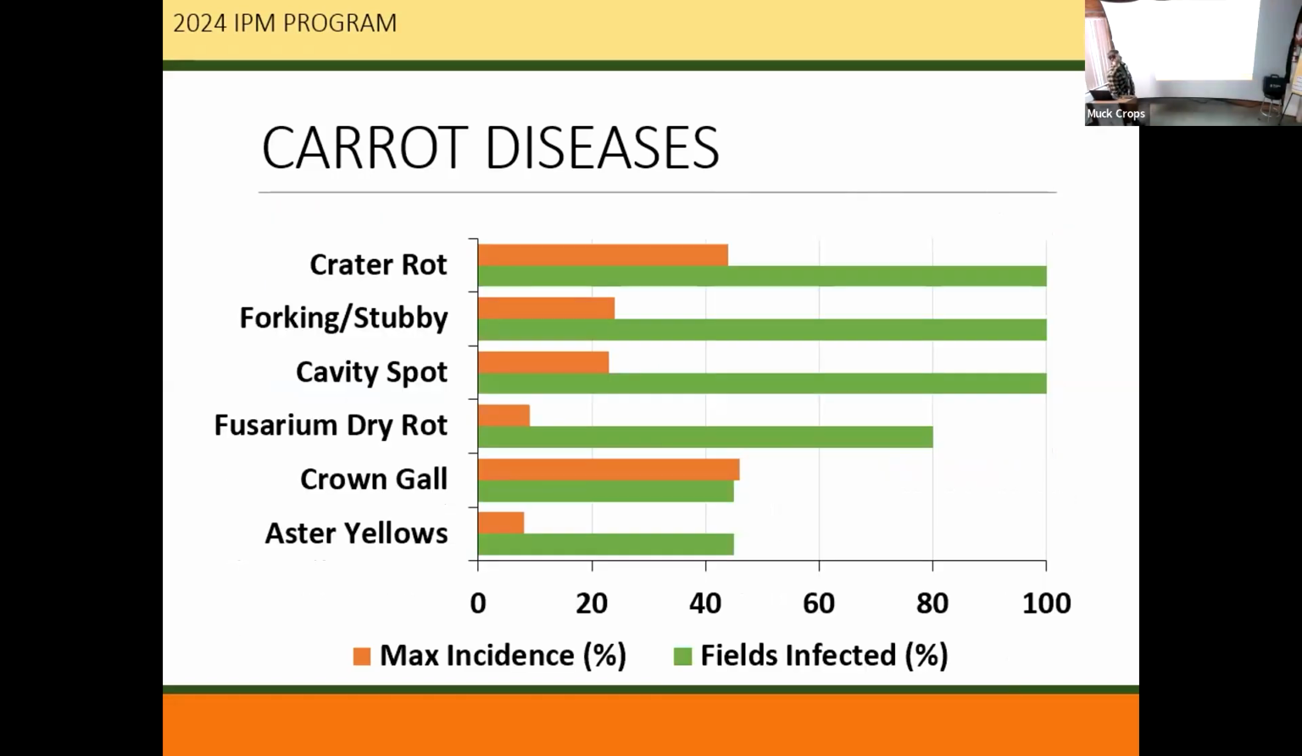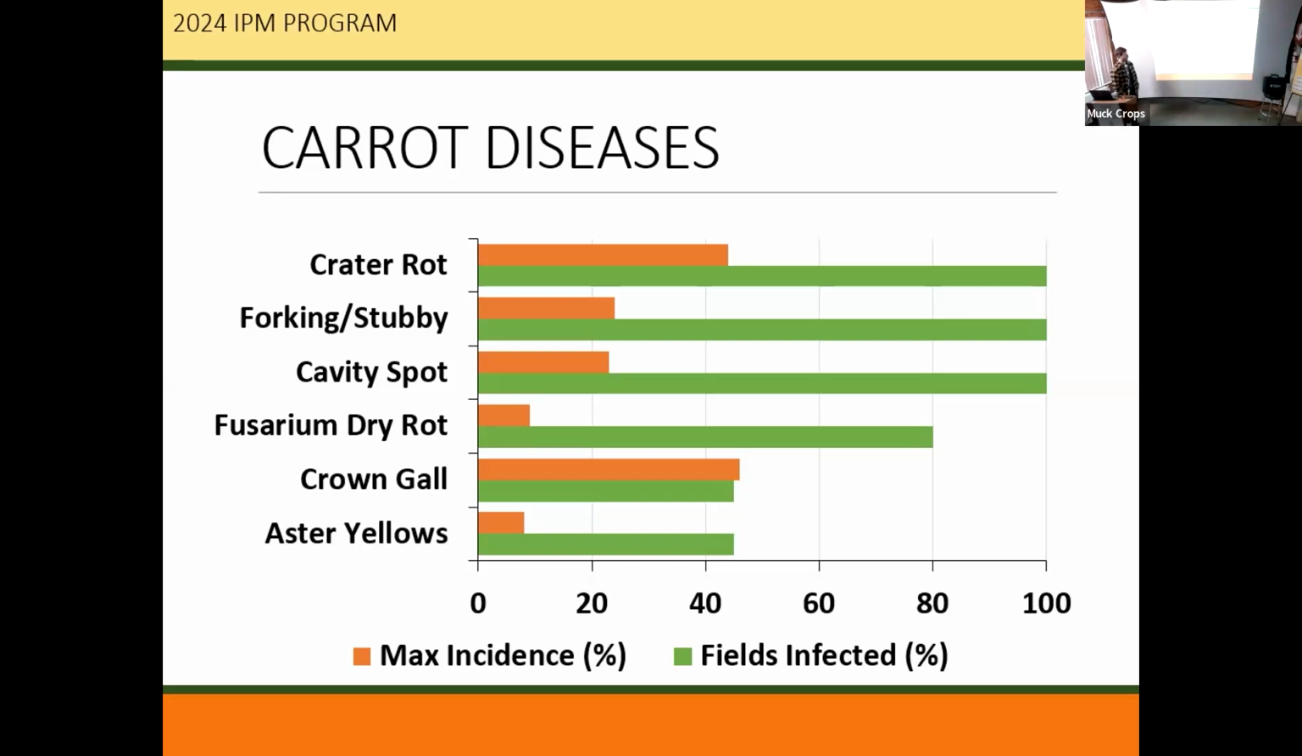And just to graph it out, to give you a bit more of a visualization of what we were finding in our harvest samples. We found crater rot, stubby and forking carrots, and cavity spot in all of our fields that we were scouting. However, the incidence wasn't high in a lot of cases. In the field that had the most crater rot, around 45% of the carrots had crater rot, which is high.